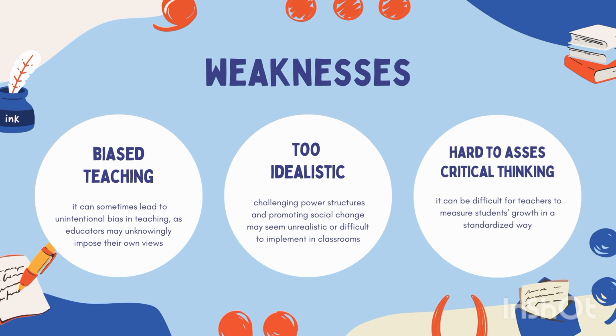The first one is biased teaching. While CLP encourages critical reflection, it can sometimes lead to unintentional bias in teaching, as educators may unknowingly impose their own views on their students. The second is that it's too idealistic. CLP's focus on challenging power structures and promoting social change may be seen as unrealistic or difficult to implement in classrooms, especially those with limited resources or in politically restrictive environments.